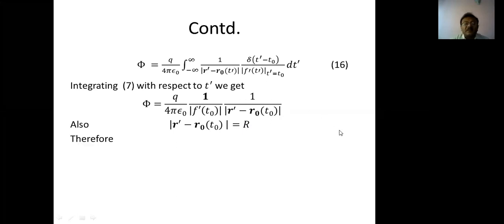So this is the expression here. We have phi, that is the Liénard-Wiechert scalar potential, given by q by 4 pi epsilon naught and 1 by r times this mod of f prime of t naught. Okay, next job is to evaluate this mod of f prime of t naught as we did last week. Similar to that, we are just repeating the steps here.